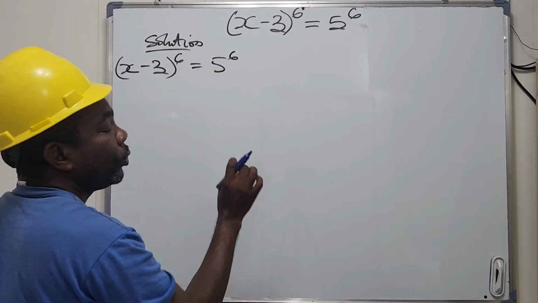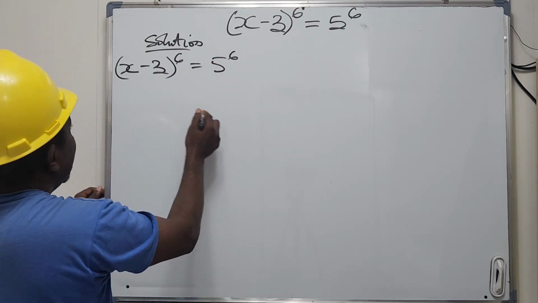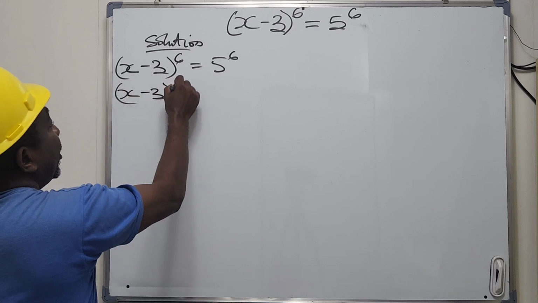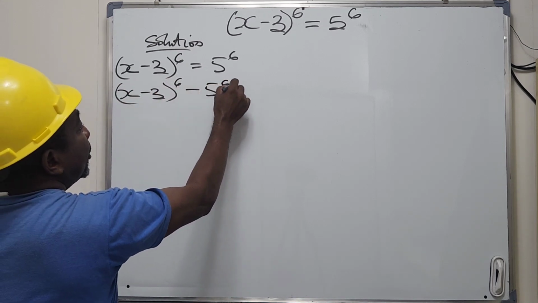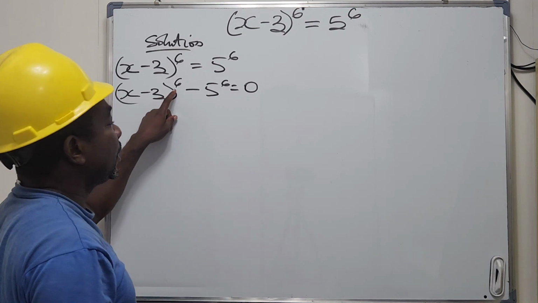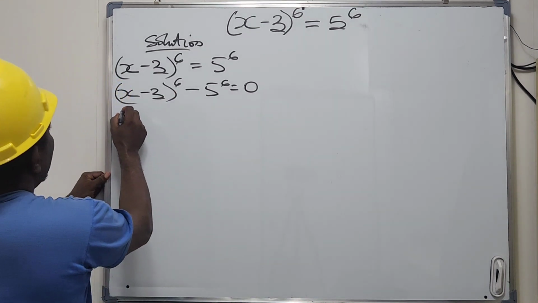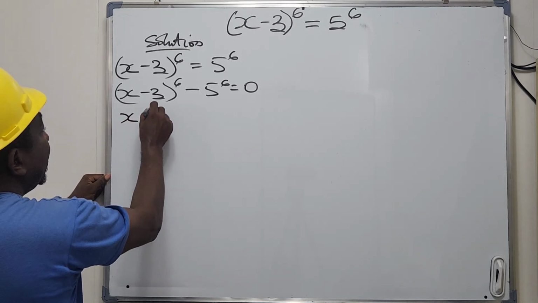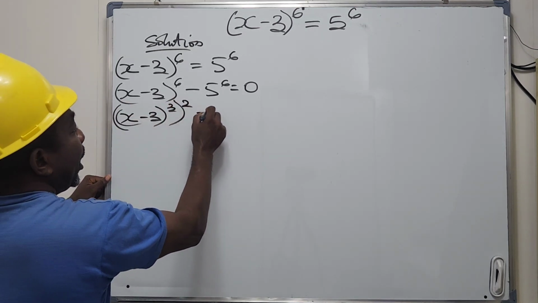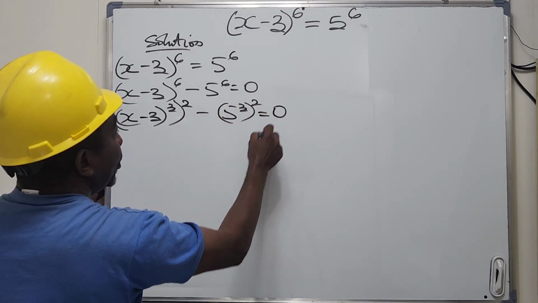So what we are going to do is transpose 5^6 to the left-hand side. So this will become (x − 3)^6 − 5^6 = 0. In this case, 6 can be written as 2 times 3. So here it will become ((x − 3)^3)^2 − (5^3)^2 = 0.